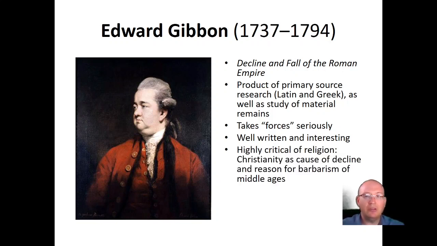But also, what's interesting too, is that Gibbon didn't just move away from providential history, he was actually kind of critical of it. He basically argued that Christianity was the primary cause for the decline of the Roman Empire. So he's kind of rejecting Augustine's ideas of the two cities of God and so forth. And he basically argues that Christianity was one of the main reasons for the barbarism of the Middle Ages.